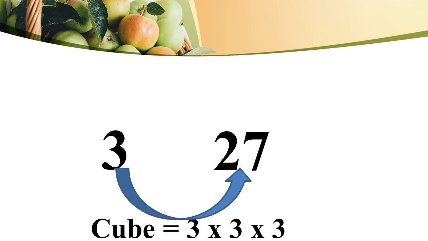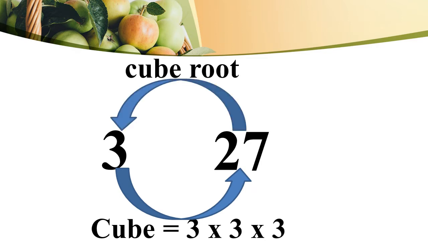A number x is the cube root of another number y if y equal x cube. Let us find the cube root of 27. Cube root of 27 is 3. If a cube of 3 is 27, then we say that cube root of 27 is 3.